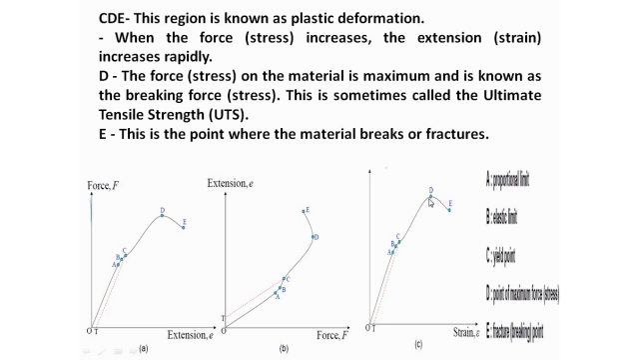What do you mean by the point D here? At point D, the force on the material is maximum. So it is also known as the breaking force. Sometimes point D is also known as the ultimate tensile strength. It is the ultimate tensile strength, right?